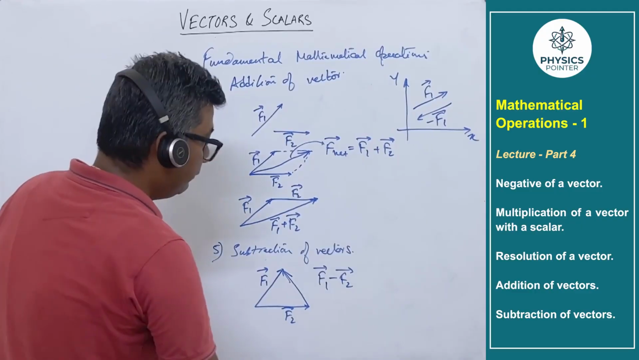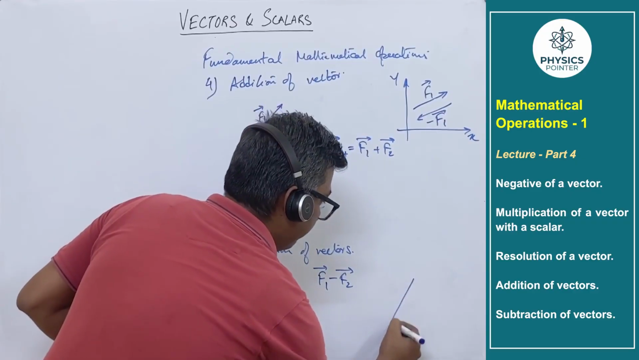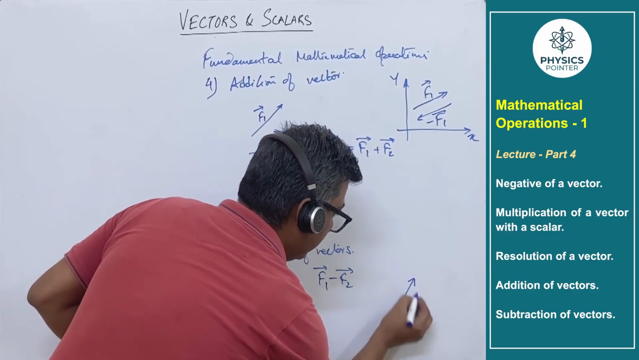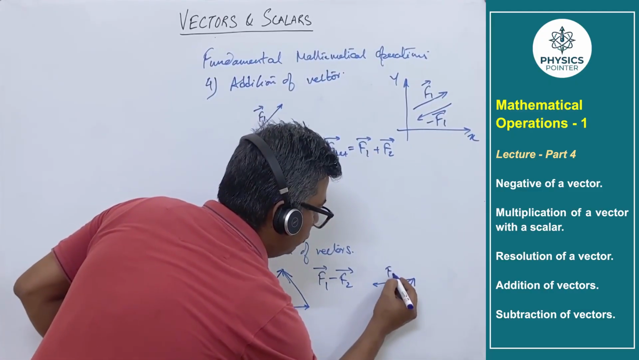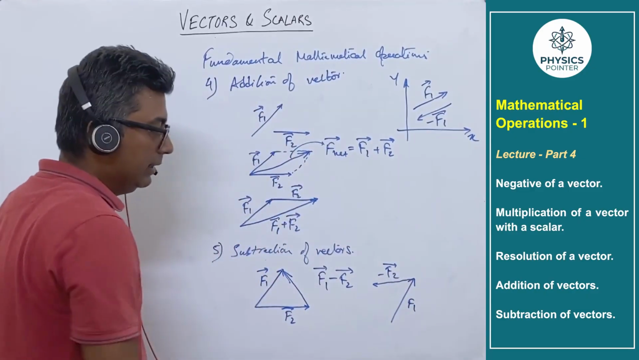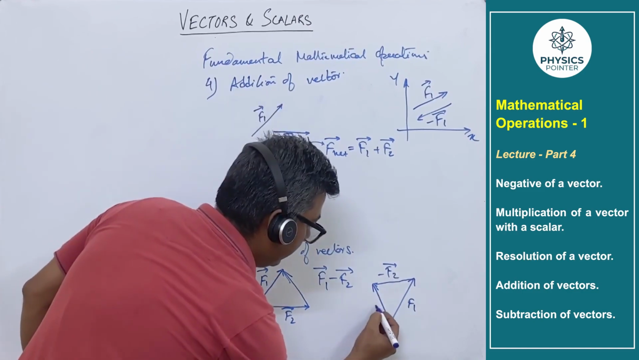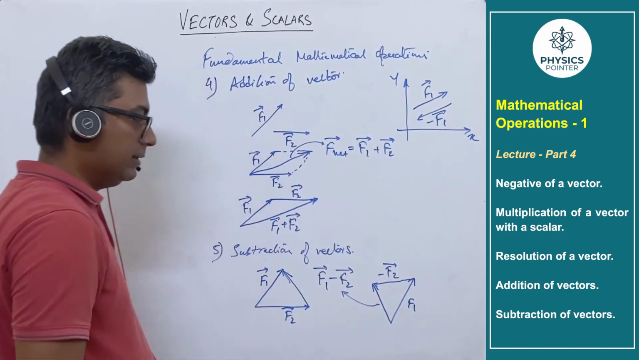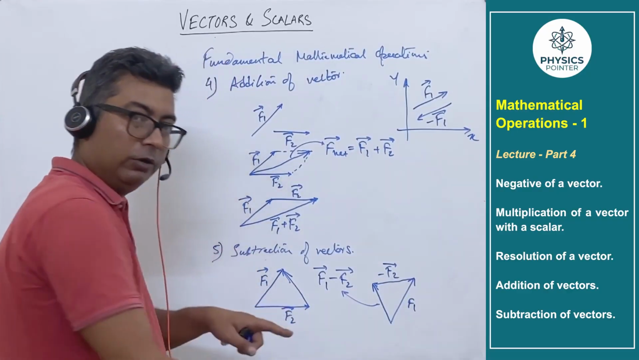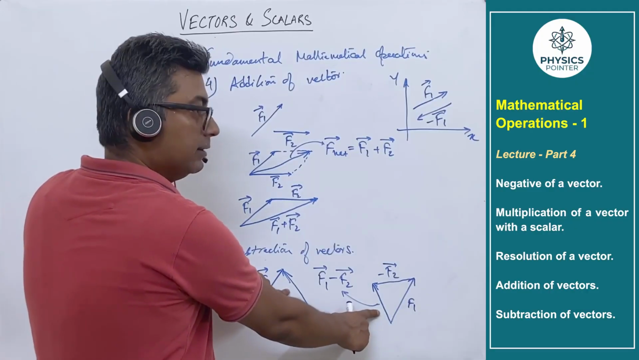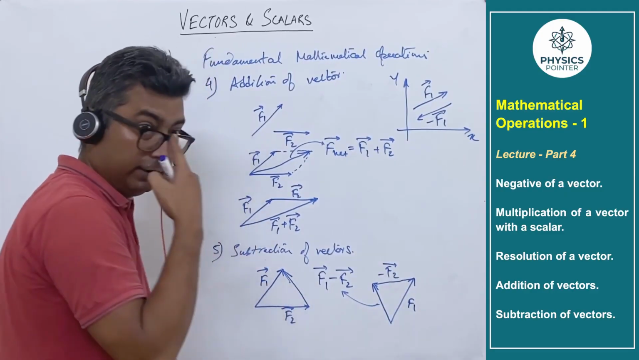Okay. Another way is to use exactly the earlier method where F1 is there. Rather than F2 going in this direction, I will draw F2 in the opposite direction. So this becomes minus F2. And this vector becomes my F1 minus F2 vector. If you look into this, these two vectors are in the same direction and have almost equal magnitude. So that is how you subtract the vectors.